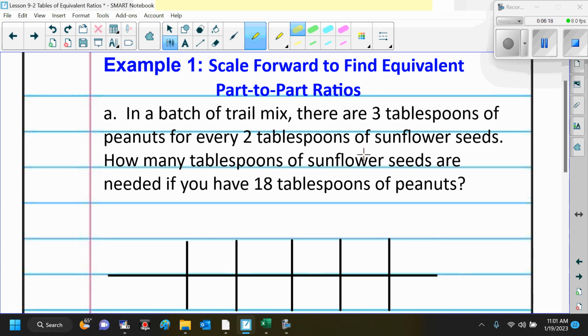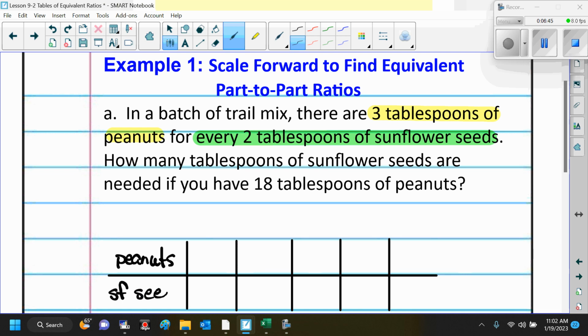So if we're looking at this, we are comparing 3 tablespoons of peanuts for every 2 tablespoons of sunflower seeds. Be careful when you are writing your ratios. It's very important for you to get the order correct, okay? So we are comparing peanuts to sunflower seeds. I'm going to put SF seeds. Okay? And the original ratio is 3 to 2. Very good.